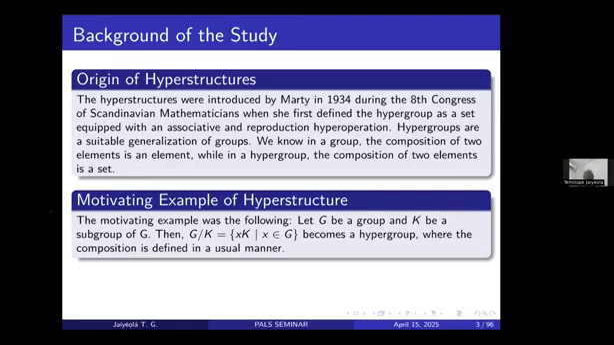Hyperalgebraic structures were introduced by Marty in 1934 during the 8th Congress of Scandinavian mathematicians. There he introduced the notion of hypergroup. The motivating example is given a group G with a subgroup K, which is not necessarily a normal subgroup. If you consider the set of left cosets of K in G, then with the usual composition, you can build that factor set into a hypergroup.